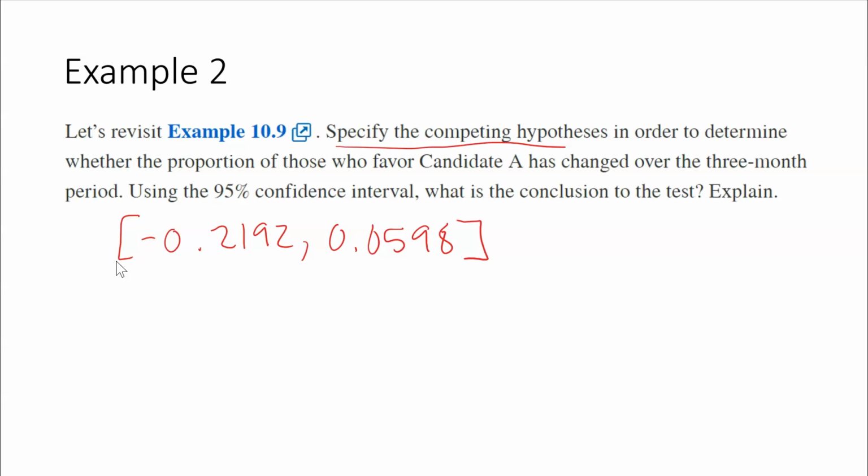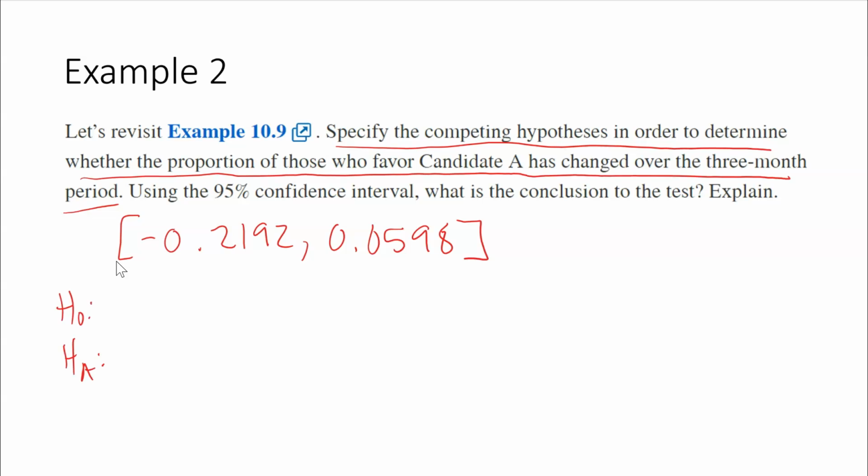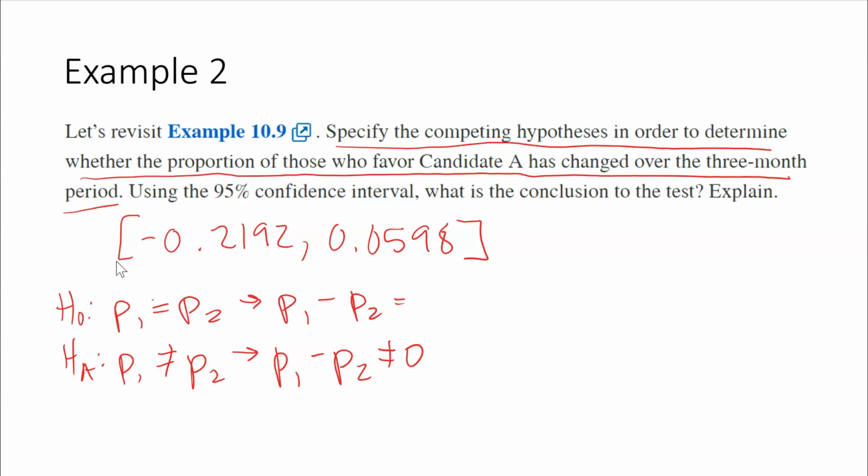So we need to specify the competing hypotheses in order to determine whether the proportion of those who favor candidate A has changed over the 3-month period. So we're talking about if it has changed. If it's changed, that means the original proportion is not going to be the same as the second proportion. And so we can rewrite that as the difference not equal to 0. There's going to be some sort of difference value. Oops, that should be equal to. And what we're interested in is this here, which is our claim.